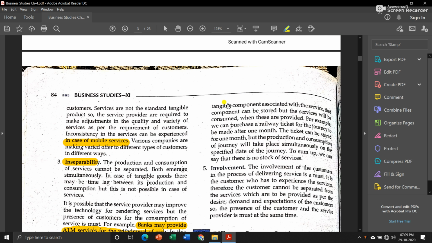If there is any tangible component associated with the service, that component can be stored, but services will be consumed when they are provided. For example, we can purchase a railway ticket for a journey to be made after 1 month. The ticket can be stored for 1 month, but the production and consumption of the journey will take place simultaneously on the specified date of journey. To sum up, we can say that there is no stock of services.